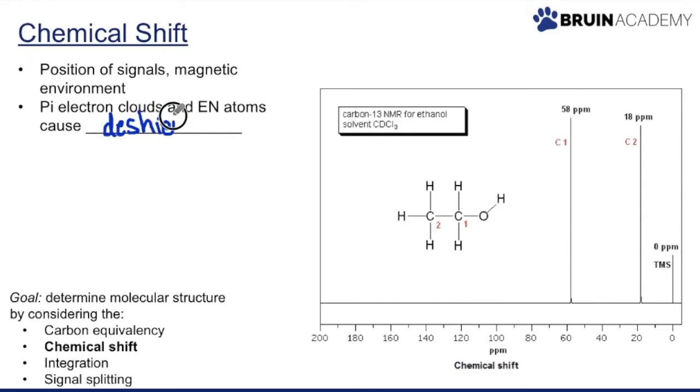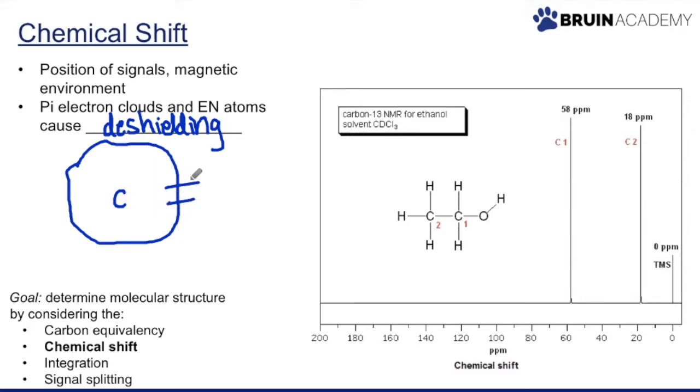And if you remember, deshielding refers to how the electrons move away from the carbon and don't really surround or protect it as much anymore, because they're being pulled aside by maybe a really electronegative atom, or they're being delocalized due to pi electron clouds, due to some kind of double bond that it has with something else. Something to keep in mind is generally pi electron clouds and electronegativity can cause deshielding, but know that pi electron clouds can also cause shielding as well. It can oscillate.